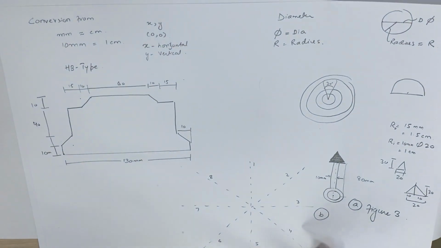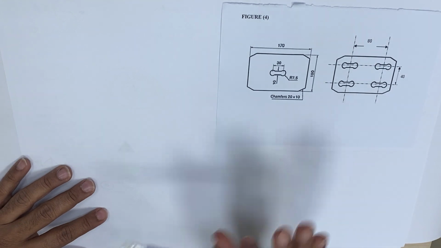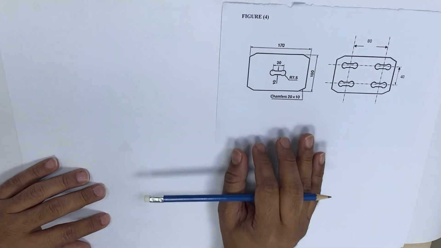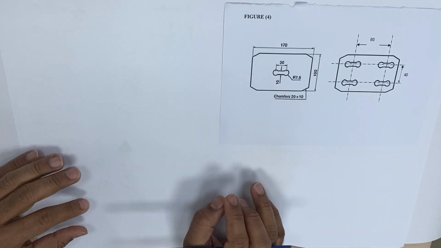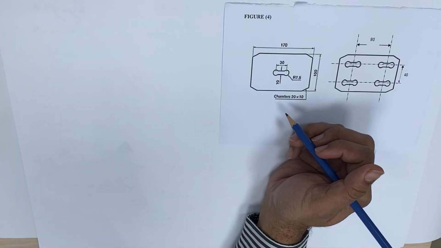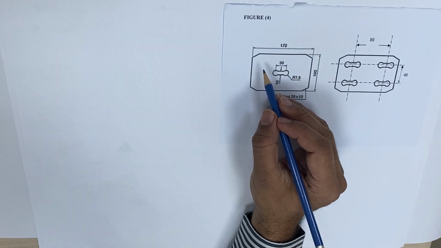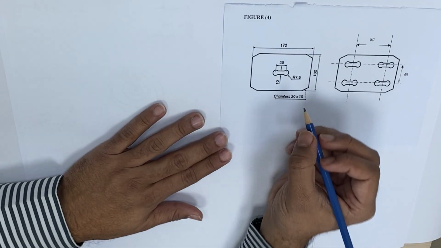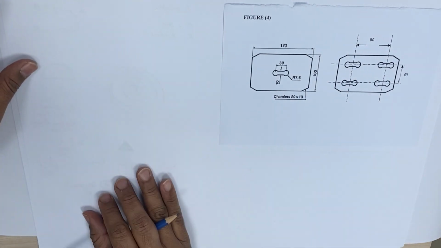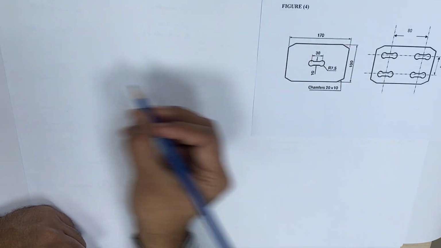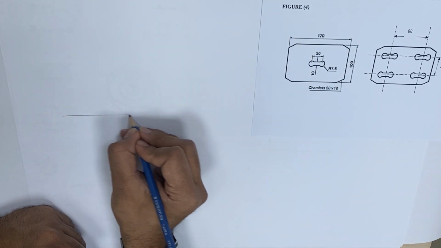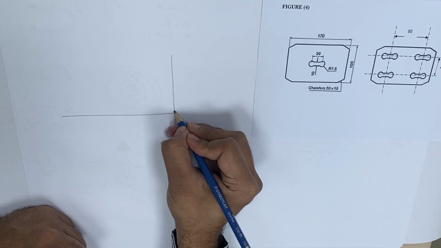Now shift to figure number 4. In figure number 4, it's a very simple drawing. In this drawing, we have 2 basic rectangles. In these rectangles, you can see the length and width. Here we have a rectangle of length 170 and 100 is the height.